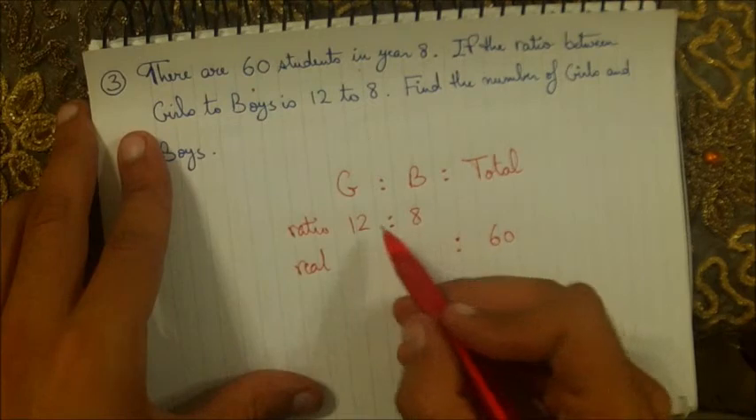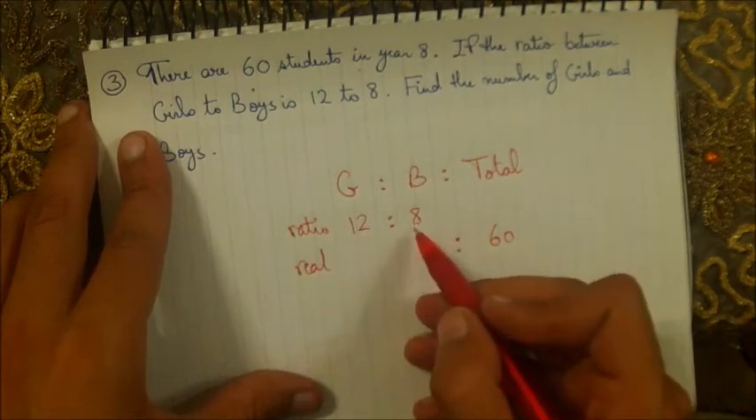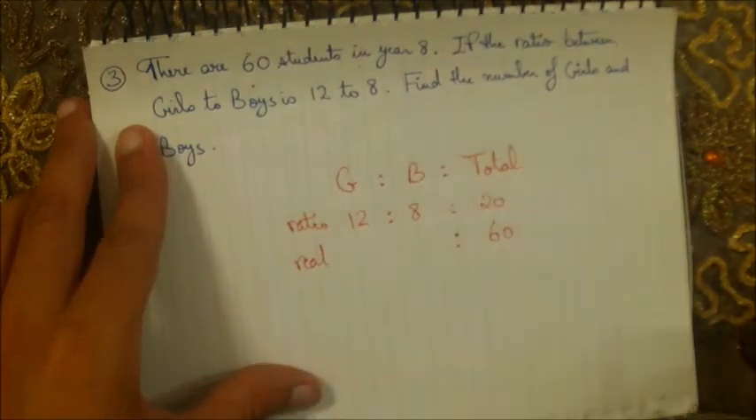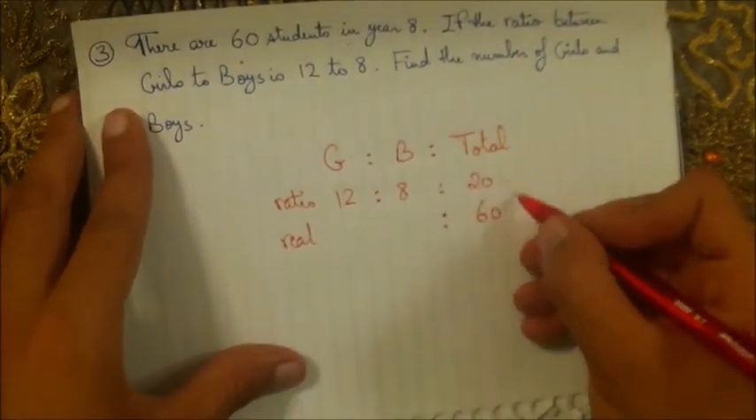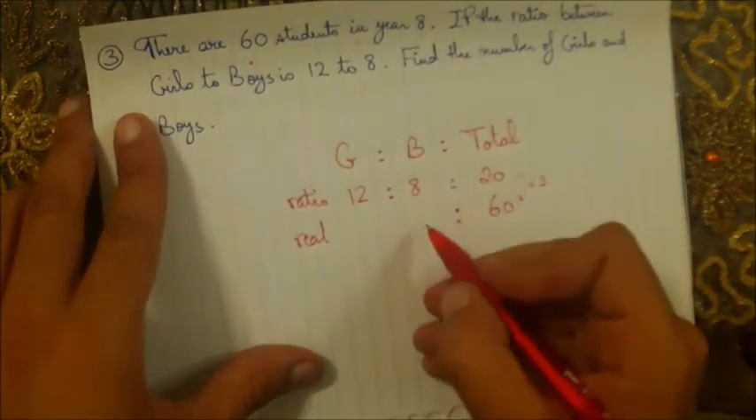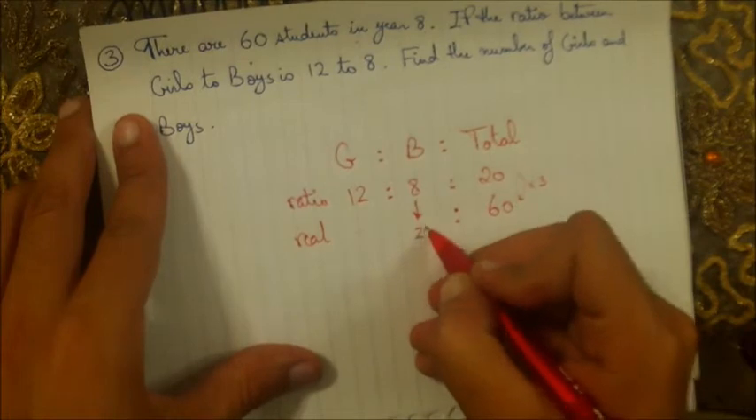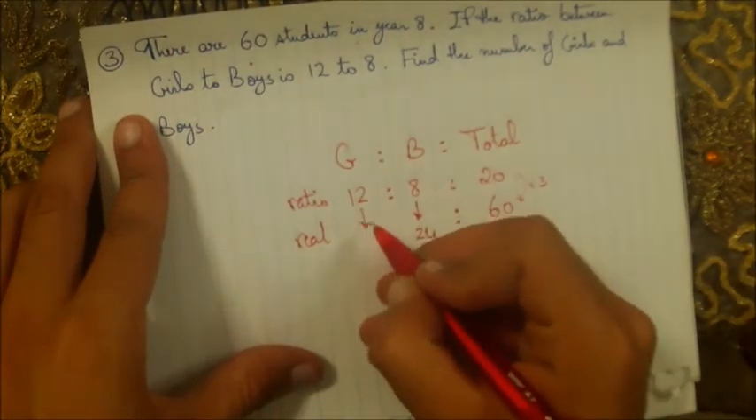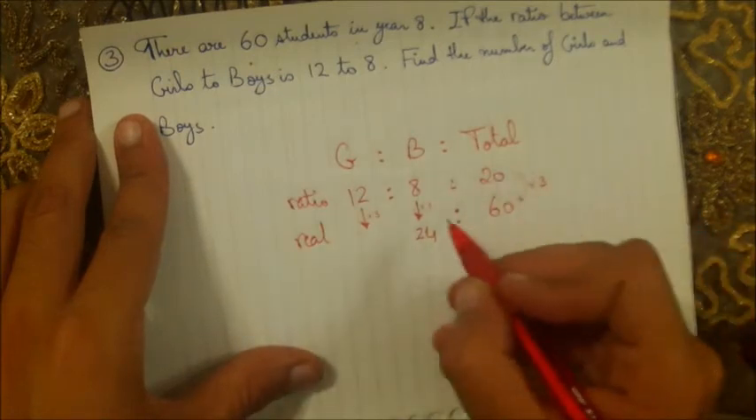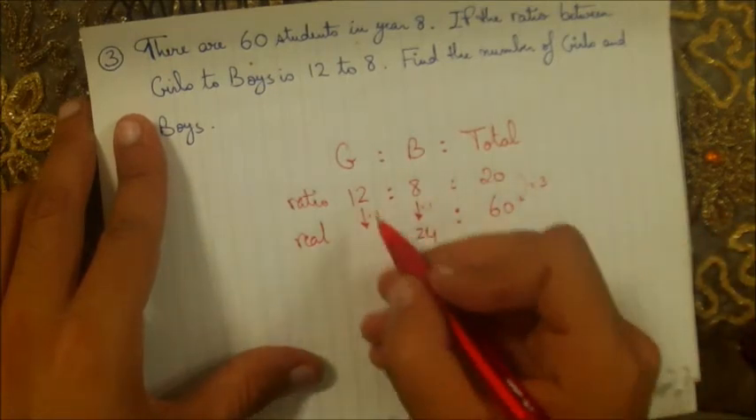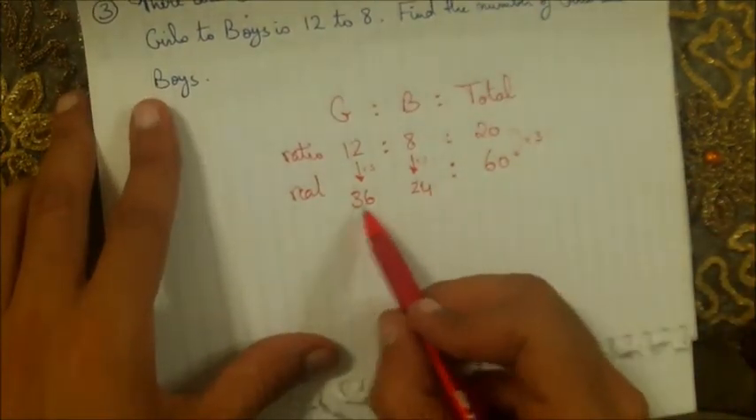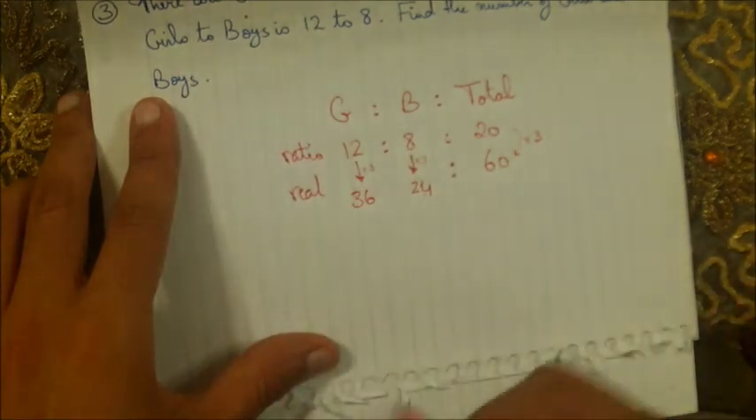Okay, let's get the total of the ratio. 12 plus 8. If I add these two, I get 20. Now let's think about it. 20 times what to get 60? 20 times 3. So 8 times 3 will give me 24. And 12 times 3, the same number that I multiplied 20 by. So 8 times 3 is 24 and 12 times 3 is 36. And actually, to make sure, if I add 36 plus 24, I do get 60.